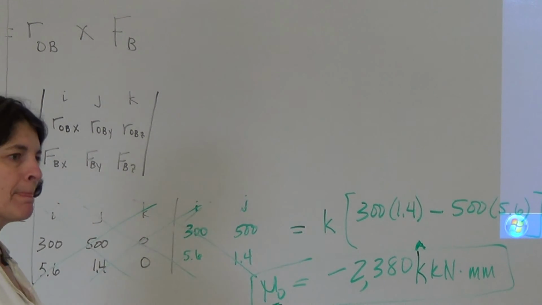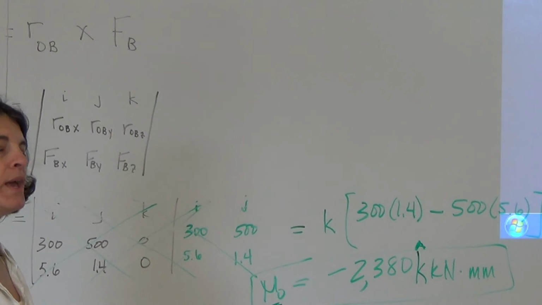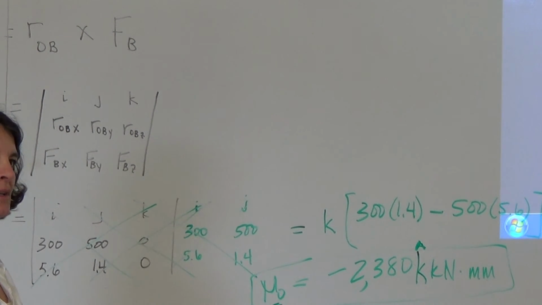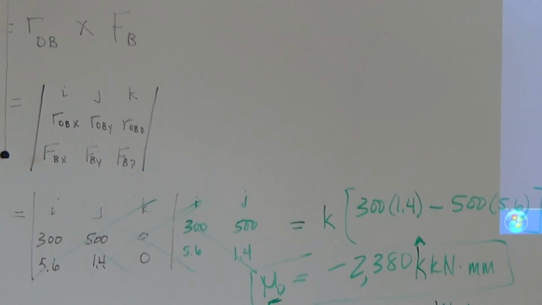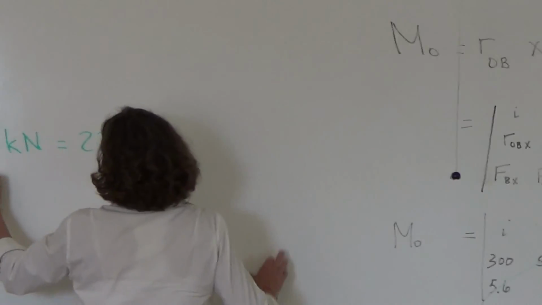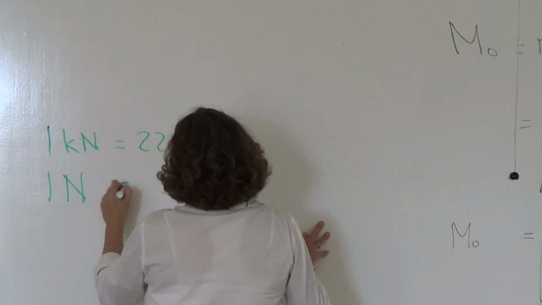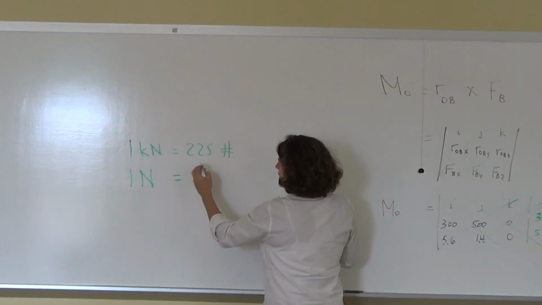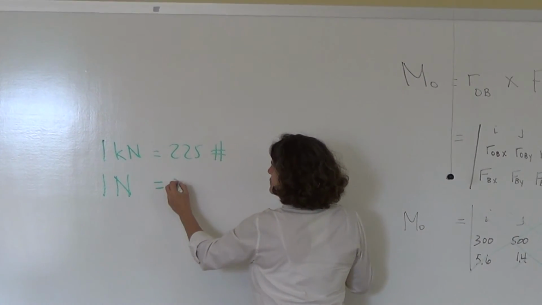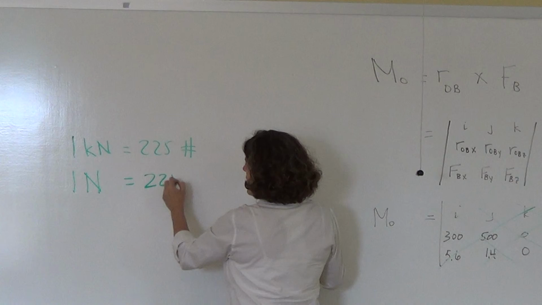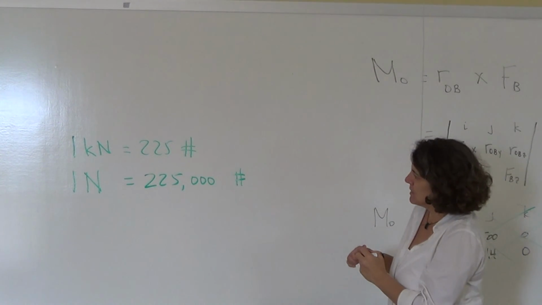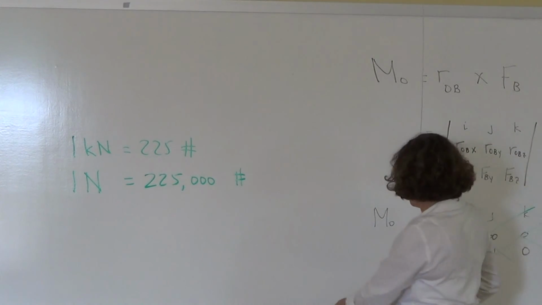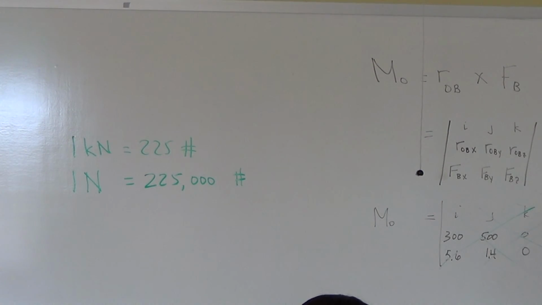Peter? So 1 kilonewton is 225 pounds. Okay, 1 kilonewton, let me write it down. 1 kilonewton is 225 pounds? Yeah, 224. Okay, so 1 newton is what? 1 newton would be, oh God, that's too big then. I have to add 1,000, right? Is that right? It's the other way.